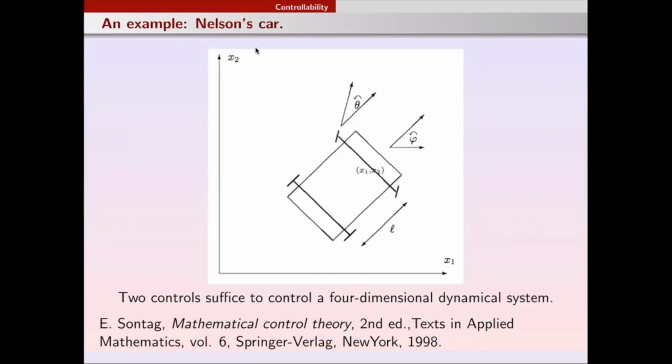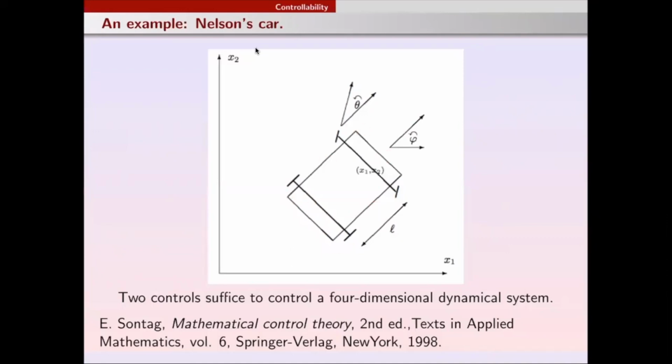You have very classical applications like this one about the Nelson car. Don't ask me why this car is called Nelson, but this is certainly not a car brand. So this is not a Volkswagen. Nelson was probably a mathematician who was trying to analyze how efficient it is to drive a car by mathematical control theory. And he said, okay, how do I model a car? I do it in the simplest possible case.